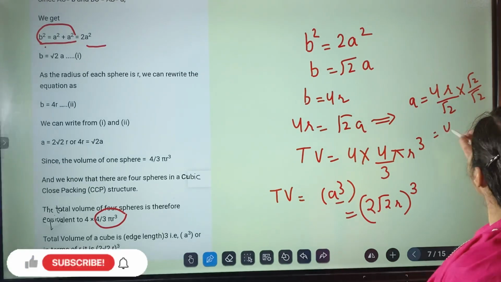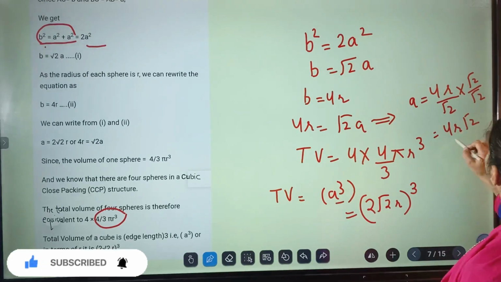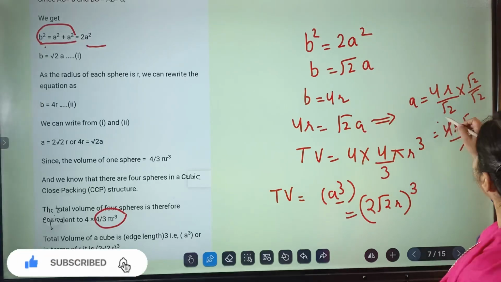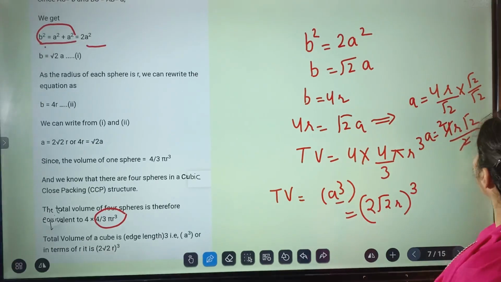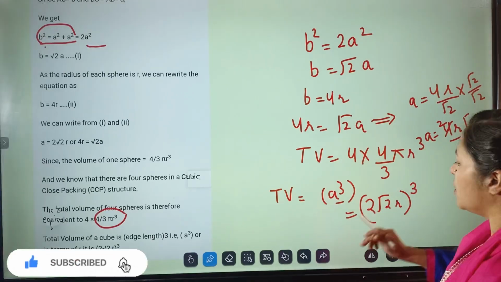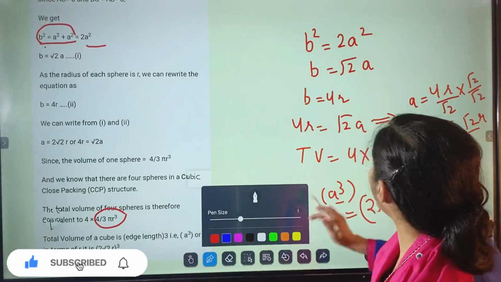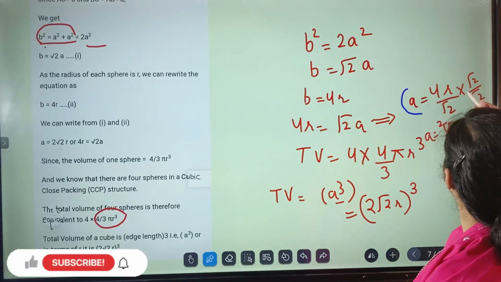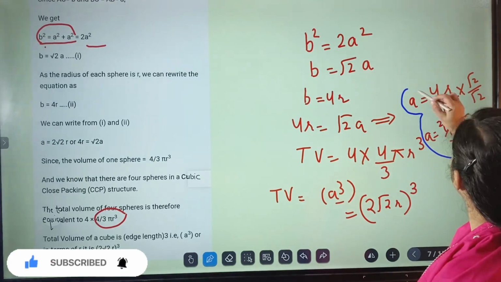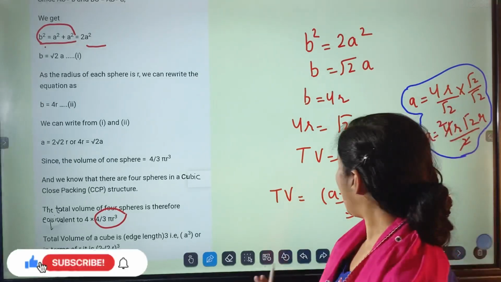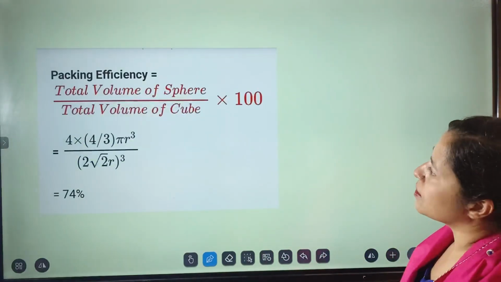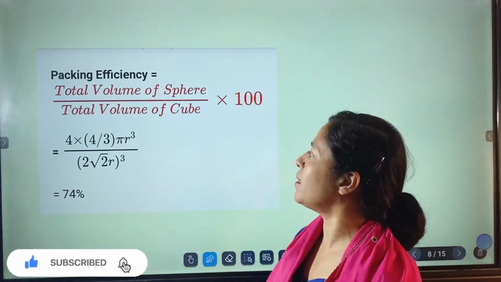After rationalizing it, we get the value of a as 2 root 2 r. So this is how we calculate the value of the edge length by relating it with the radius. Now, after putting these values, we can easily calculate the packing efficiency.